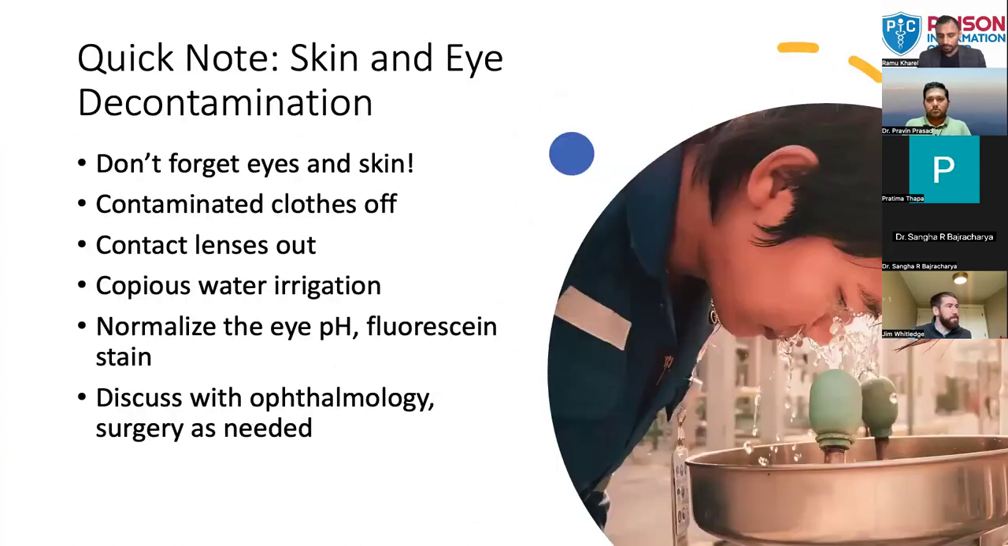Quick note about skin and eye decontamination. Don't forget, if someone is ingesting a caustic, they may splash some in their eyes, they may splash some on their skin. So you want to get any potentially contaminated clothes off. If they have contact lenses, you want to get those out immediately. You really want to copiously irrigate with water whatever part of the body was coated in the caustic. If it's the eye, you want to keep irrigating until the pH of the eye is normalized. And then you want to do a fluorescein stain afterwards to see if there's any corneal burn, ulceration, abrasion. And then if you need to, you can always speak with an ophthalmologist or a surgeon.